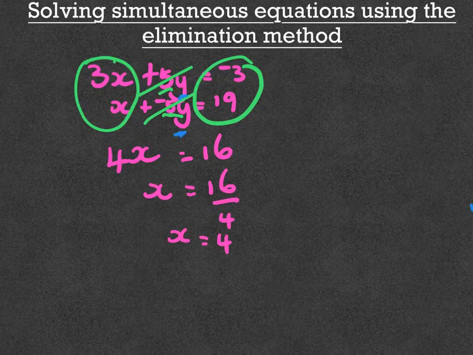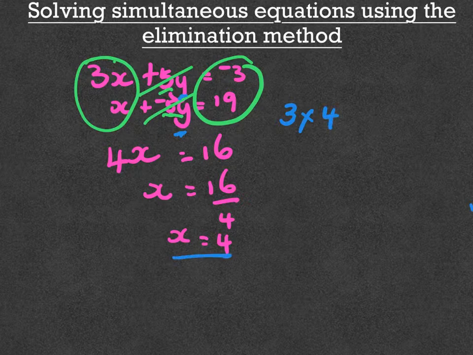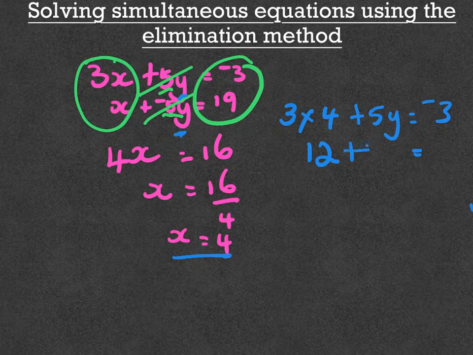So let's rewrite this. 3x. Well, actually we don't have to put x now because we know what x is. Let's just rub that out. We have 3 multiplied by 4, because this is where we solved it, plus 5y equals negative 3. So 3 times 4 is 12, plus 5y equals negative 3.